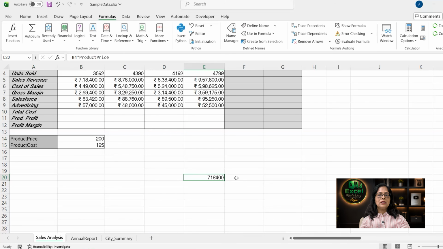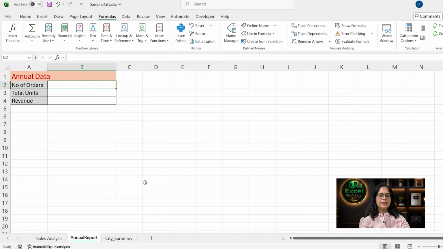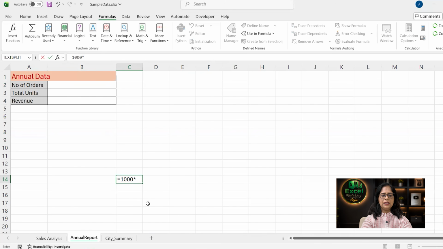And the scope of these names is the whole workbook. It means you can use this in another sheet also. So right now I was doing it in the sales analysis sheet. Let's say I switch to annual report, and here I write equal to, let's say, some value, 1000 is the units sold multiplied by product price, and that is also coming here. Using tab to select this, and you can notice this formula is created. So I don't have to switch between the sheets to access this value every time.